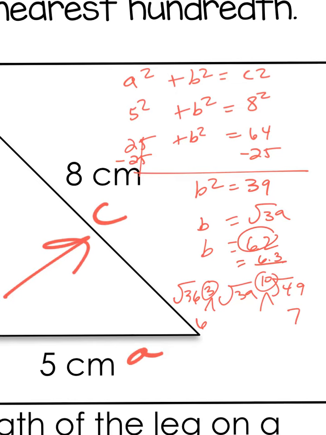Let's see if that answer makes sense. So let's put that on the B side. It's 6.3. I'm rounding to the tenth. So 5, 6.3, and 8. Yeah, that kind of makes sense. I probably got that right.